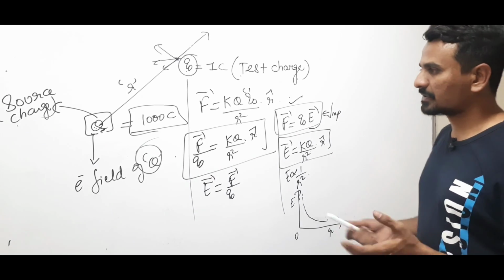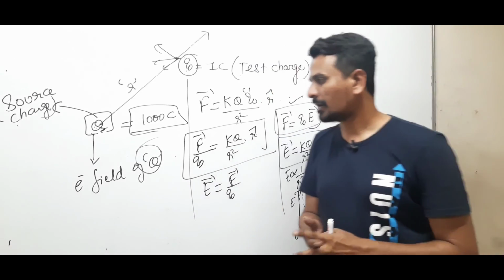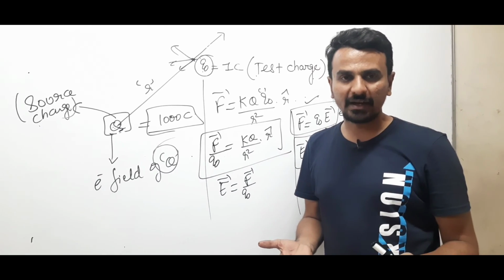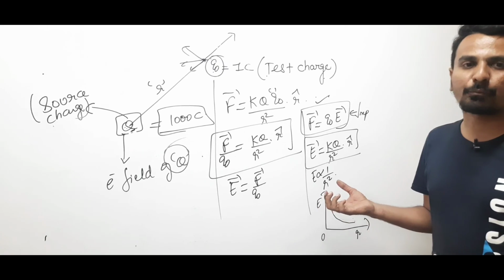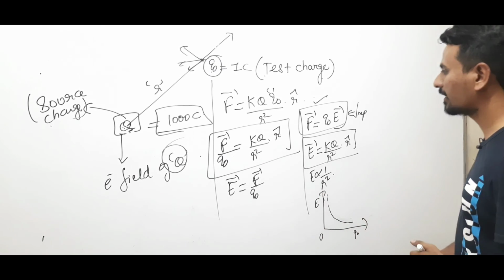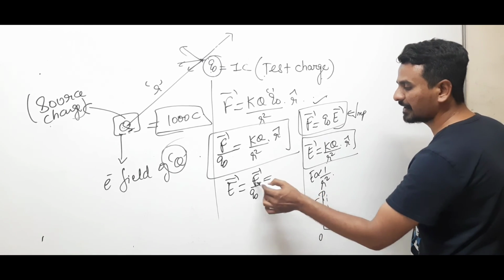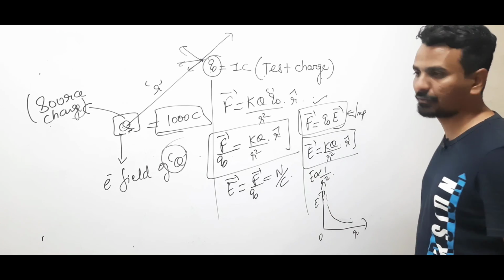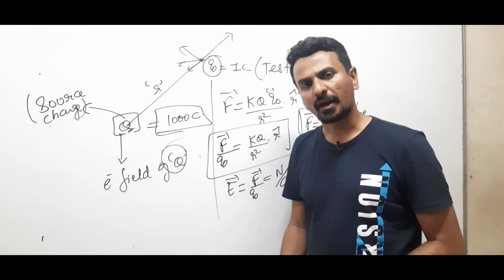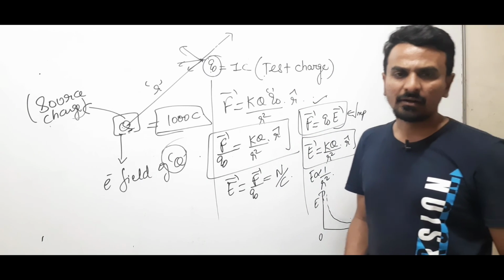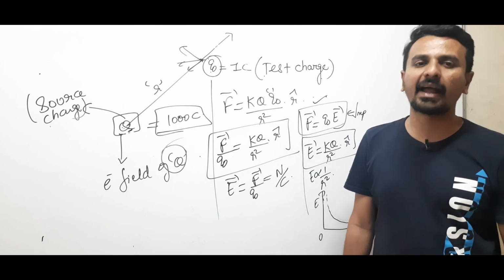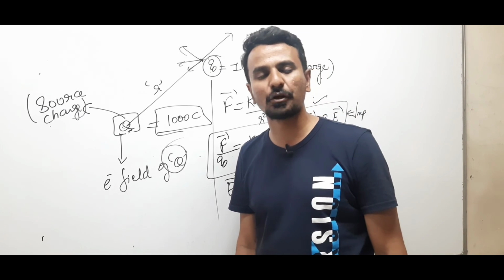Done? So that's it, students. We discussed the electric field, the definition of electric field, and how to calculate the electric field for a point charge. And what will be the unit of electric field? Newton per Coulomb. Unit of force is Newton. Unit of charge is Coulomb. Done? Clear? So in the next lecture, we'll understand the superposition principle again for the electric field, and then we'll solve your questions based on electric field.